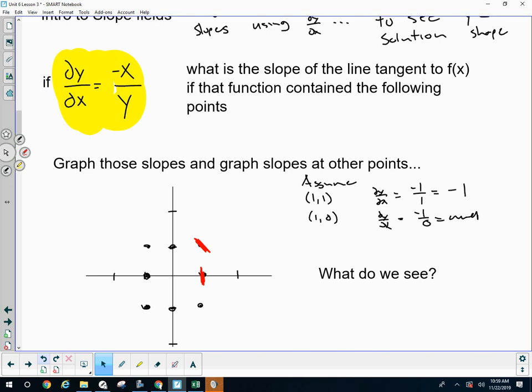Well, let's continue to graph these slopes here and here and here and here. So you guys assume we have the points 0, 1, negative 1, 1, negative 1, 0, negative 1, negative 1. Plug them into dy dx and graph little tiny tangent slopes.